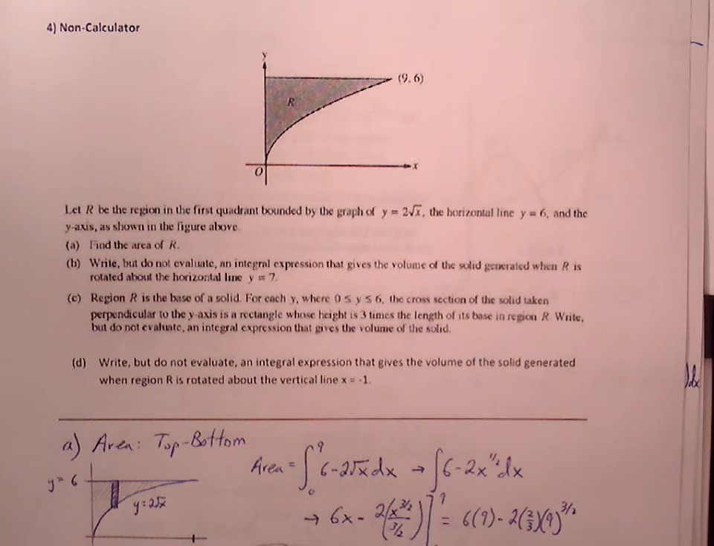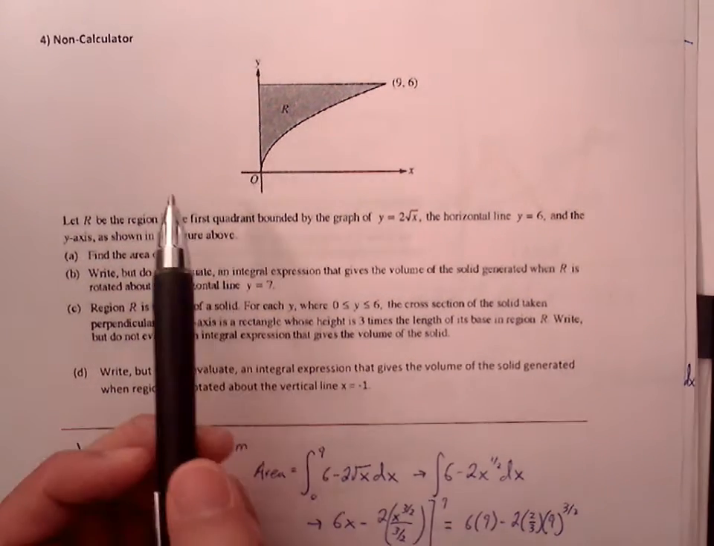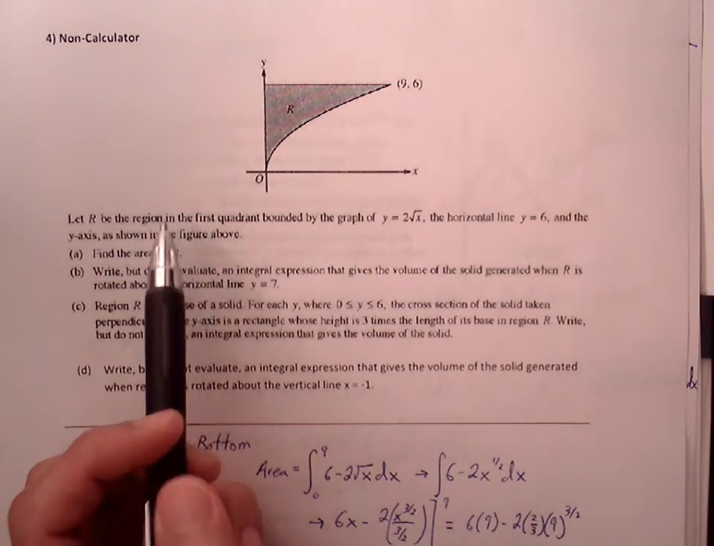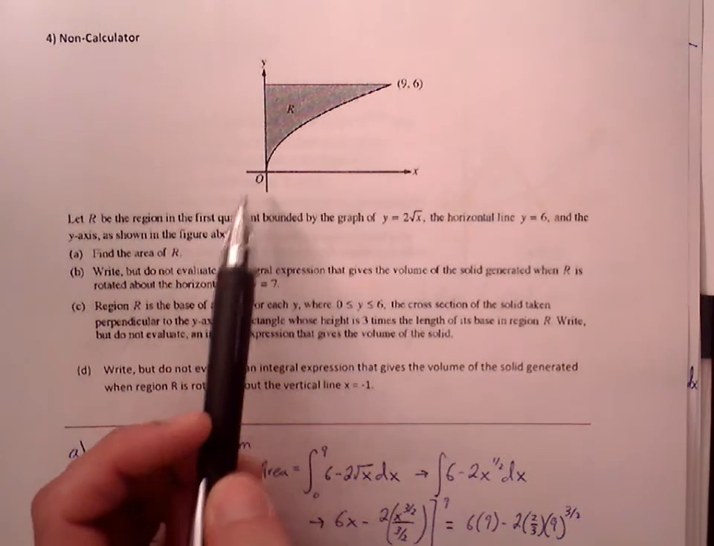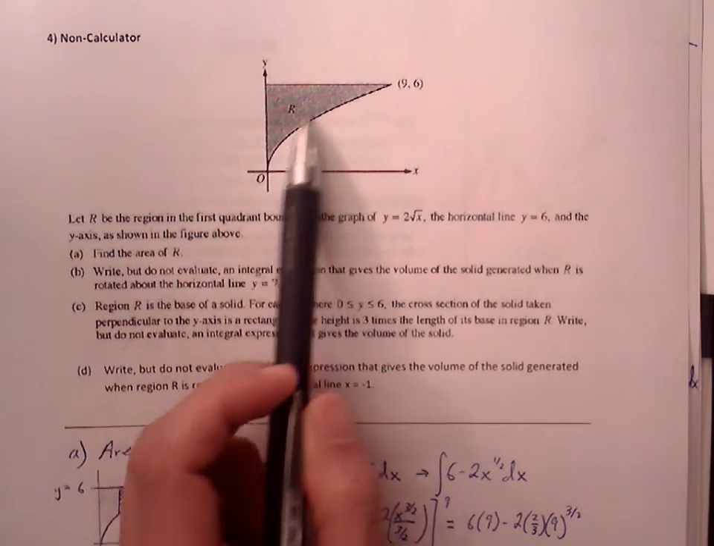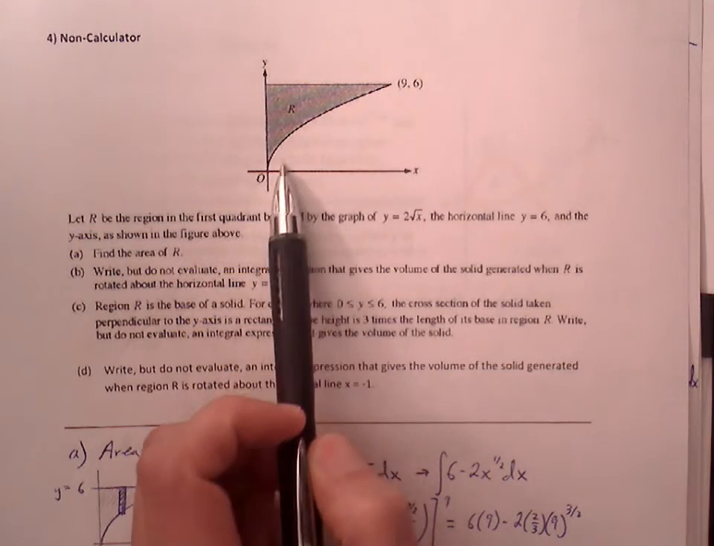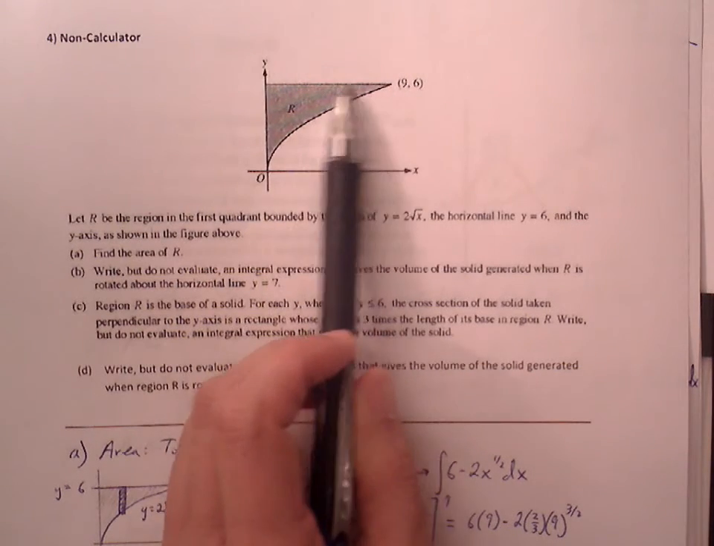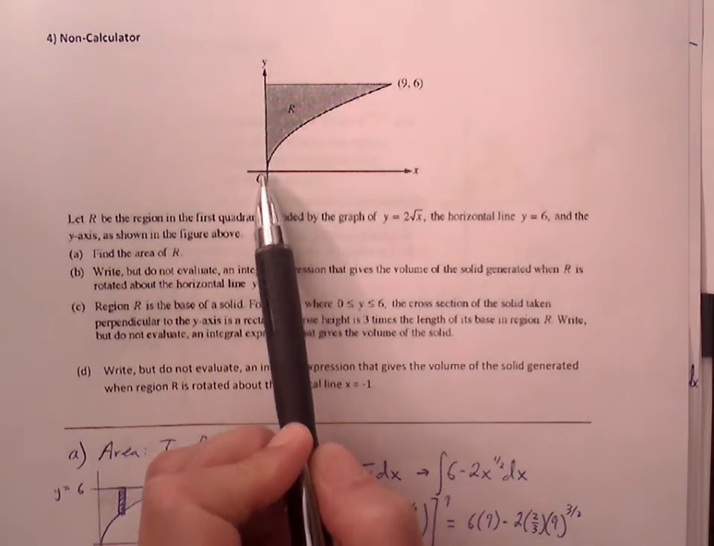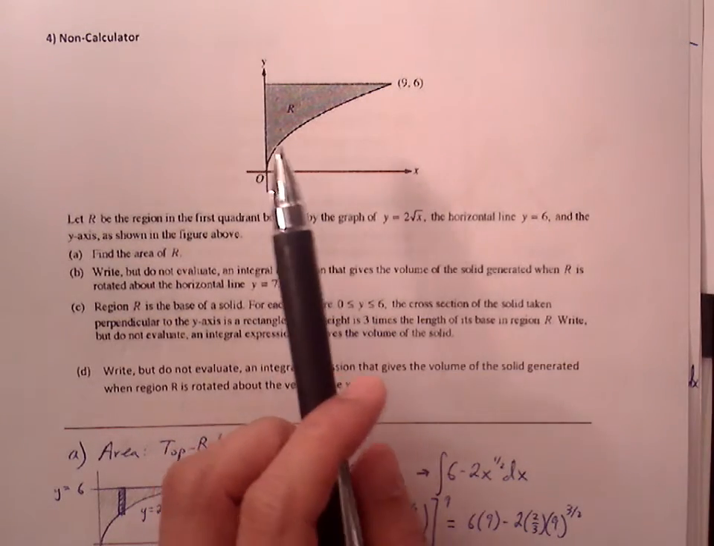This is number 4. This is a non-calculator problem for area volume FRQ. We have this shaded region here. The shaded region is in the first quadrant, bounded by the graph of y equals 2 root x, that's the radical function with the curve here, the horizontal line y equals 6, and the y-axis that closes off our boundary for our shaded region.